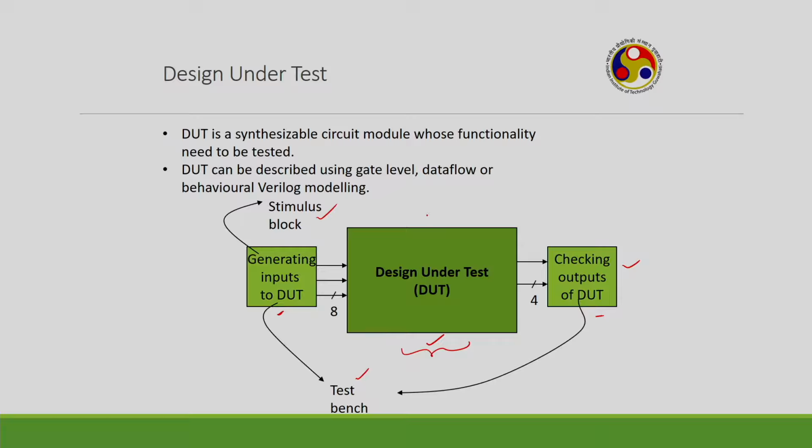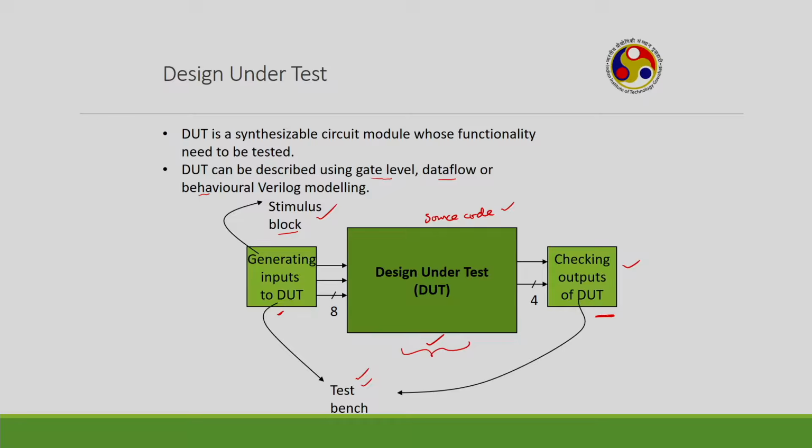This is called the source code, and this is synthesizable. This source code can be in the form of gate level modeling, data flow modeling or behavioral modeling, which we have discussed in the earlier lectures. To check this source code, we need to apply some stimulus and then check the outputs. The application of the stimulus and checking of the result can be performed by using the test bench.